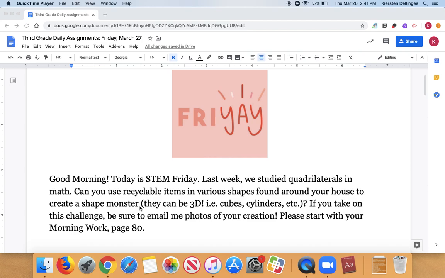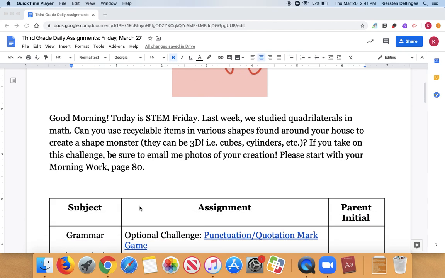Again, this is optional. You don't need to do this. If there's a different STEM activity or maker's hour that you want to do, be my guest. I just thought this would be a fun and creative way to connect our learning in math with this STEM activity. And be sure to email me pictures because I would love, love, love to see what you're working on at home. Okay? So, as usual, start with your morning work on page 80.